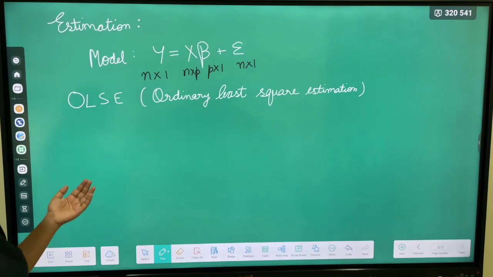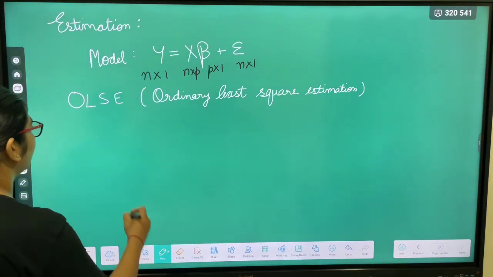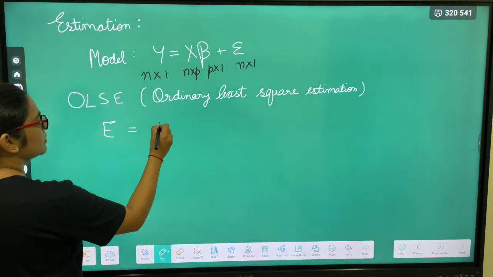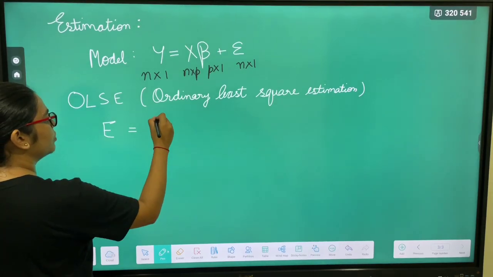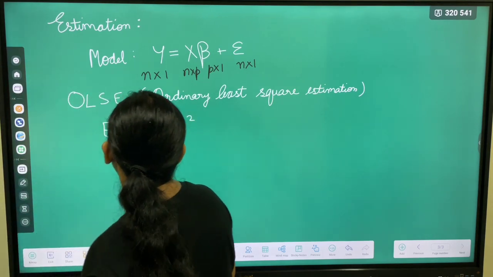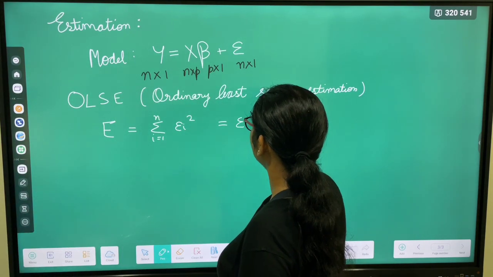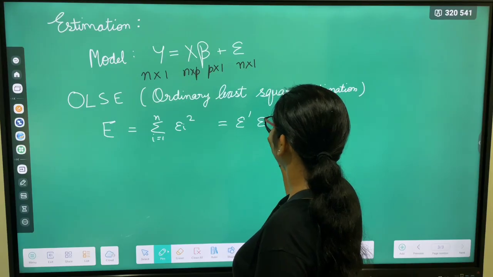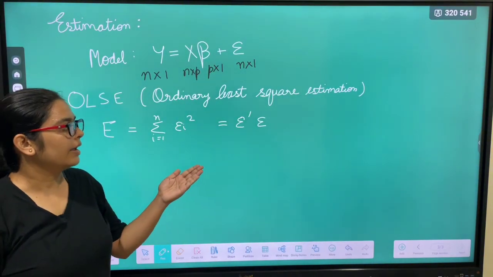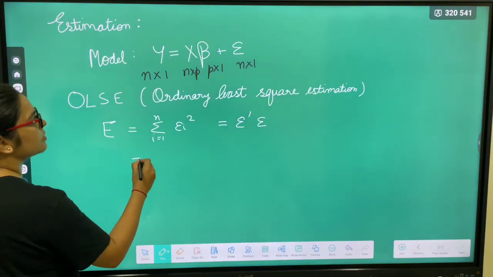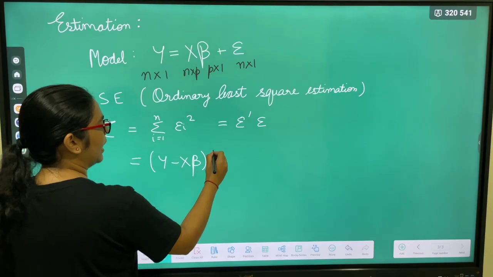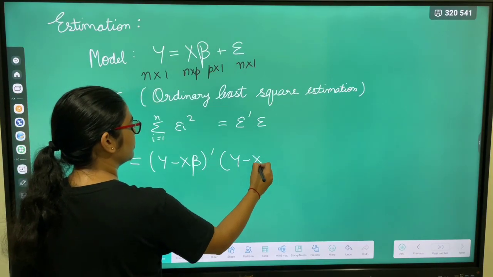This is known as ordinary least square estimation. So here again we will take E as summation i goes from 1 to n of epsilon i whole square, which can be written as epsilon i dash into epsilon i. Since epsilon i dash is the transpose of epsilon i, we can write it as (y minus x beta) dash into (y minus x beta).